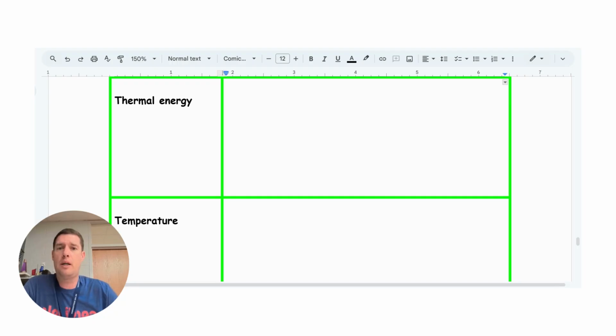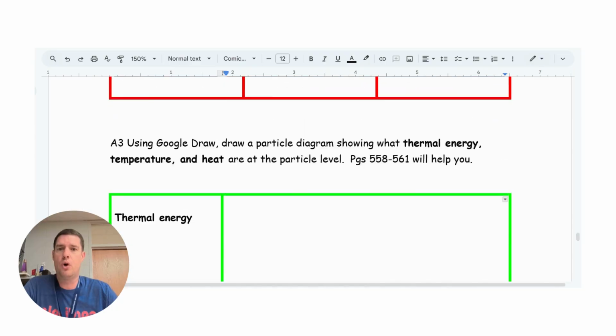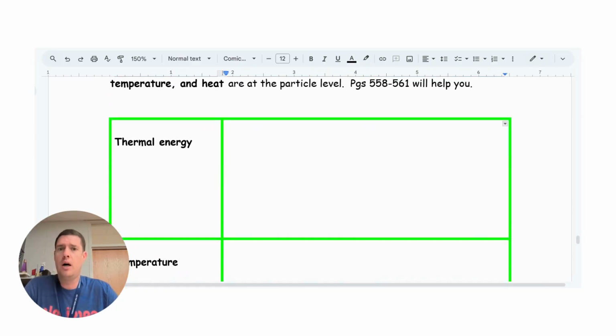So you could just very quickly, in this space, if you want, open up a Google drawing and then drop it in here. And you could just draw a bunch of particles, circles usually, with the same number of whooshies. That's thermal energy. So put some particles near each other, maybe it's a solid, and give them all one whooshie. The total amount of whooshies of all the particles in a substance, that's thermal energy.